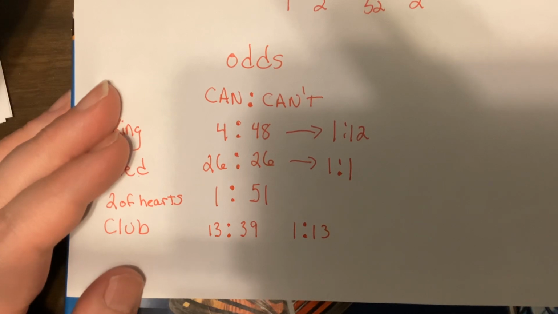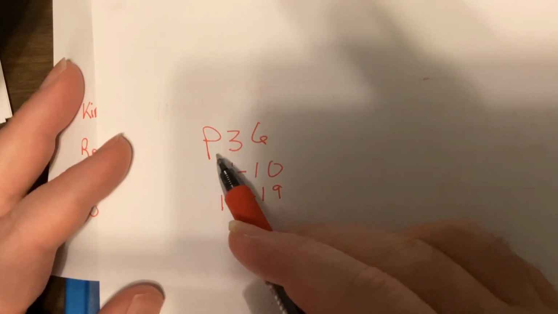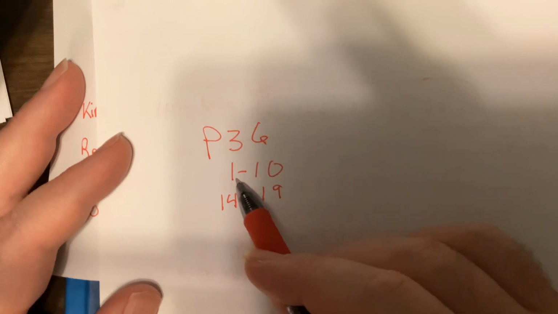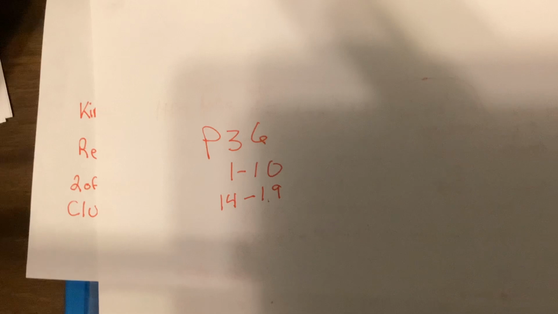So your homework is this. Page P36, we're still in chapter 0. Do 1 through 10, 14 to 19. Should be able to finish this in class, I hope.